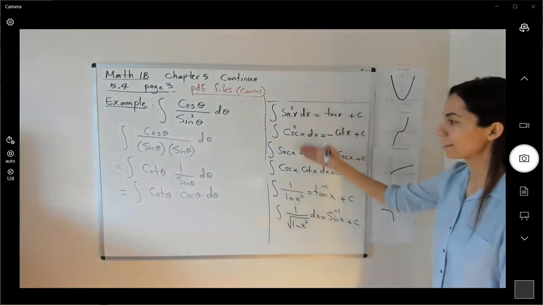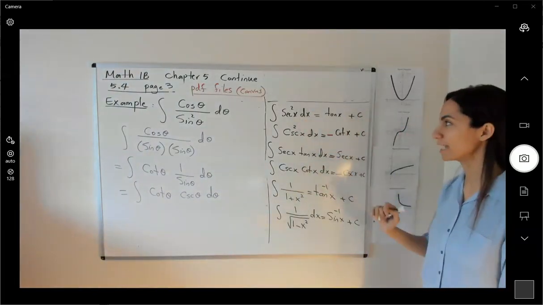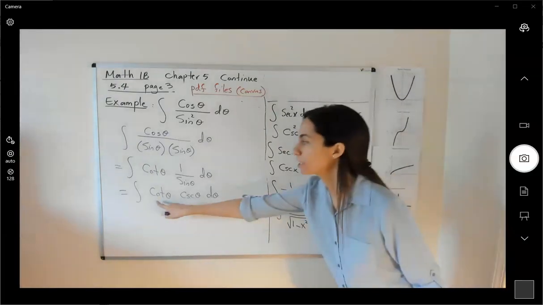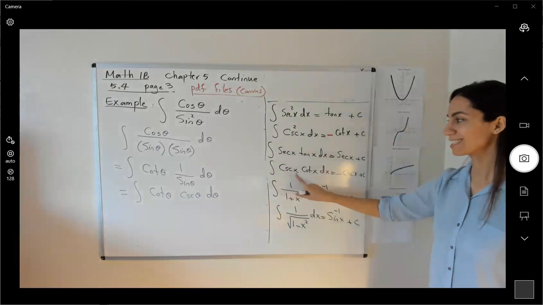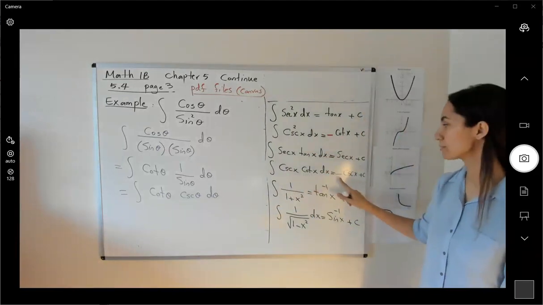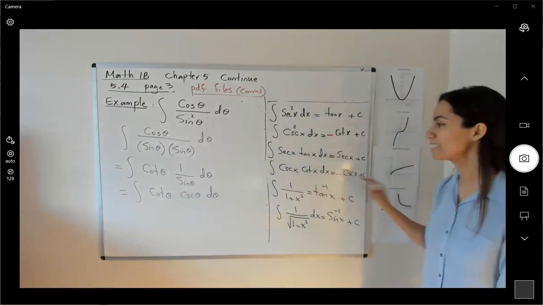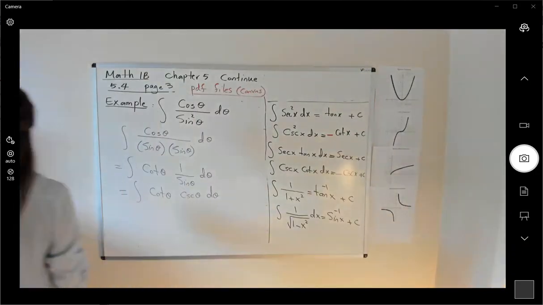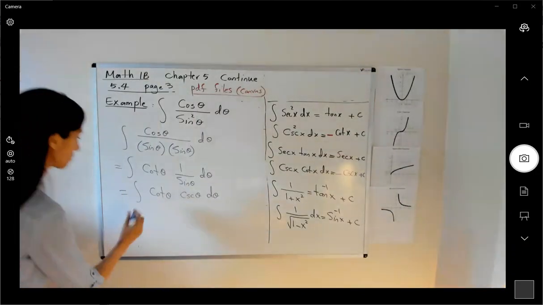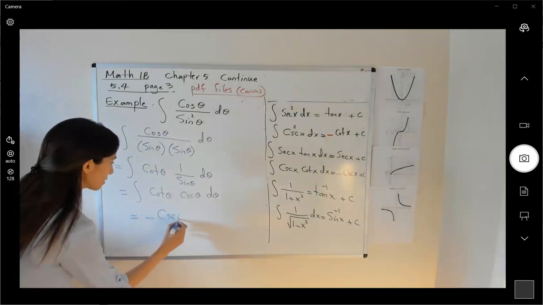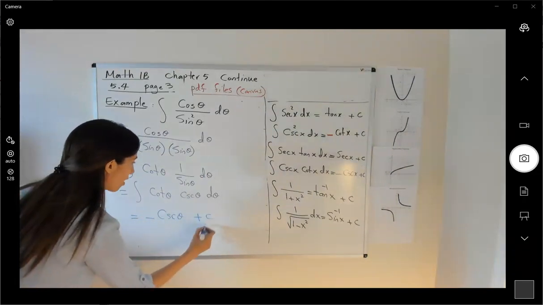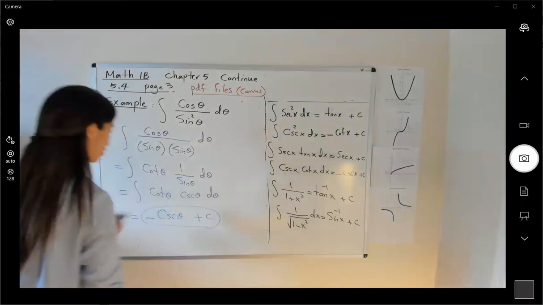Okay, let's see. Do I have that integral here on the right-hand side? I have the multiplication of cotangent and cosecant, cosecant cotangent. The integral is minus cosecant plus constant of integration. This is minus cosecant theta plus constant of integration.